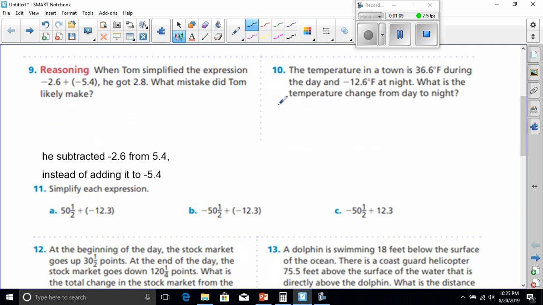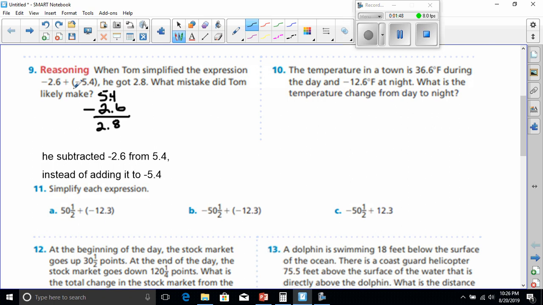Number 9 says when Tom simplified the expression negative 2.6 plus negative 5.4, he got 2.8. What mistake did Tom make? Well, we got to remember that whenever we're combining two numbers, when the signs are the same, we add them, we don't subtract. And that's what it looks like Tom did. He took 5.4 and he subtracted 2.6 from it. Does everyone see that?